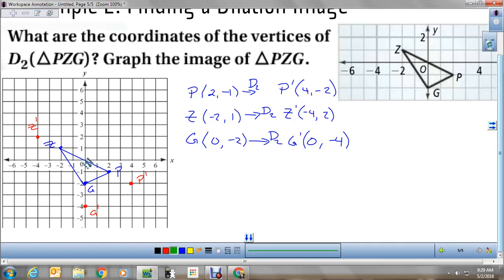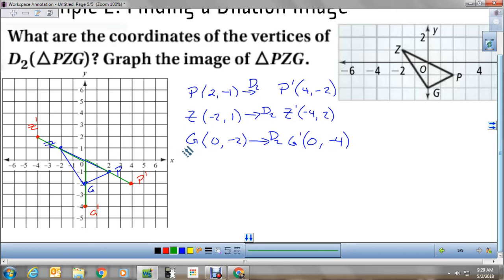One thing you'll notice here is if you drew a line from the center of dilation, you could draw it all the way through from here to P prime. You could draw it from Z to Z prime, and it goes through both points, and then of course G and G prime. This would be true if it was a reduction as well.